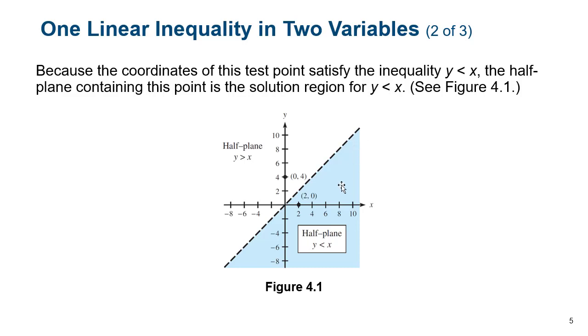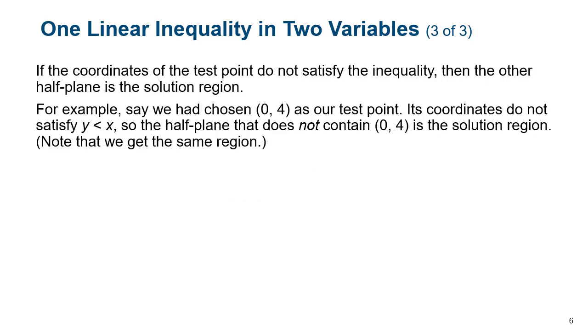And then you just pick any test point on either side of the line, plug it in. If it's true, you shade that side. If it's false, you shade the other side. So for example, (0, 4) didn't work, and that's why we didn't shade on that side.